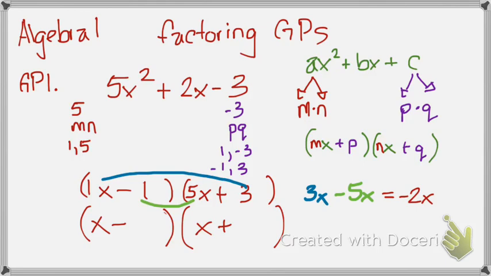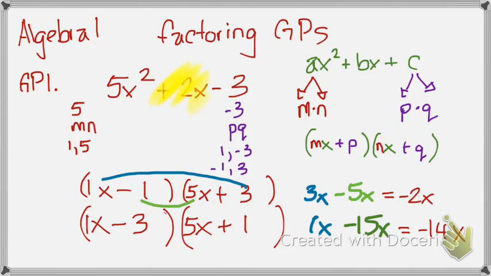So we tried a negative 1 and a 3. Well, let's keep one of these the same, and let's switch our 3's and our 1's and see what that does. Well, again, let's try to OI it, and when we do OI it, we get 1x this time, and then you get negative 15x. Uh-oh, it looks like we're going to be way off here, because when we combine those two like terms, we get negative 14x. Again, that doesn't match this positive 2x. We don't have quite the right combination here.